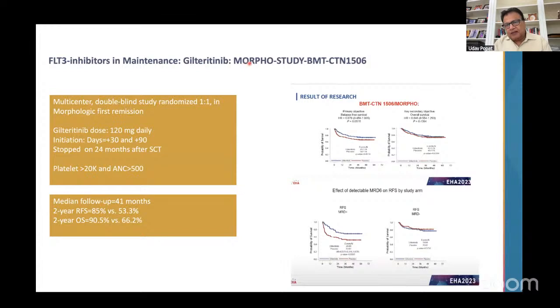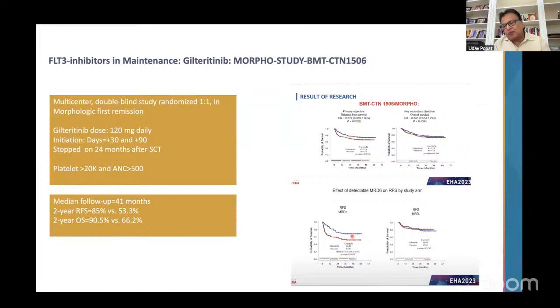I think a lot was expected from this randomized trial of gilteritinib. This is the BMT-CTN MORPHO study, where patients were randomized to gilteritinib or placebo after transplant. And I think in some ways the study was sort of equivocal. There was a benefit, as you can see over here, but the p-value was 0.0518. So the purist would argue that this is not significant, although you can see the benefit over here.